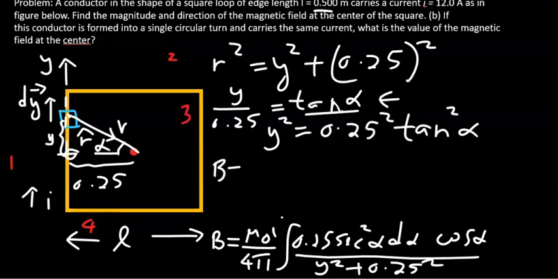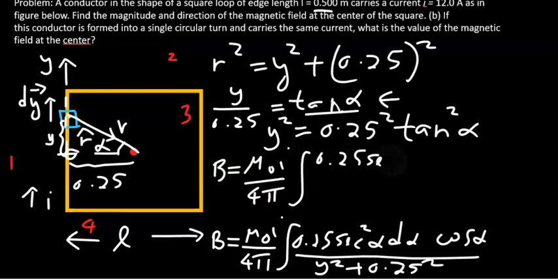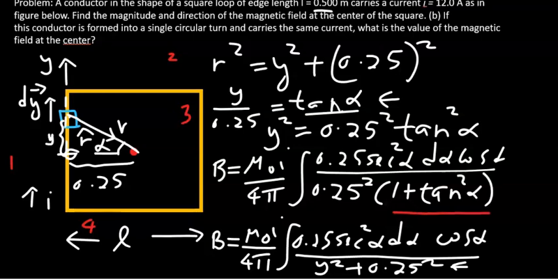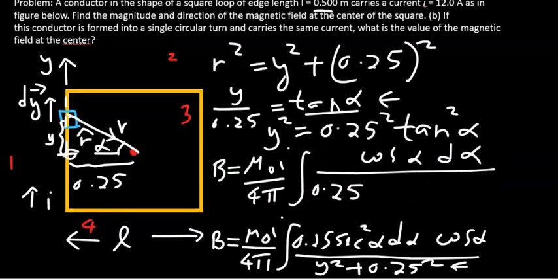Now substituting inside the integral, you get mu naught I over 4 pi integral of 0.25 secant squared alpha d alpha cosine alpha over y squared, which is 0.25 squared tangent squared alpha. So combining with this 0.25 squared, you get 1 plus tangent squared alpha. 1 plus tangent squared alpha is just secant squared alpha according to trigonometry, so those two terms will cancel. Also 0.25 will cancel one of the 0.25 from the bottom, leaving you with this integral.